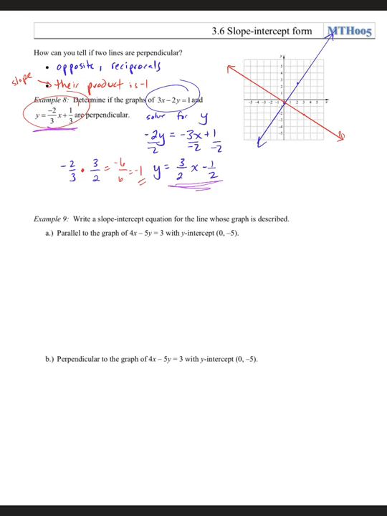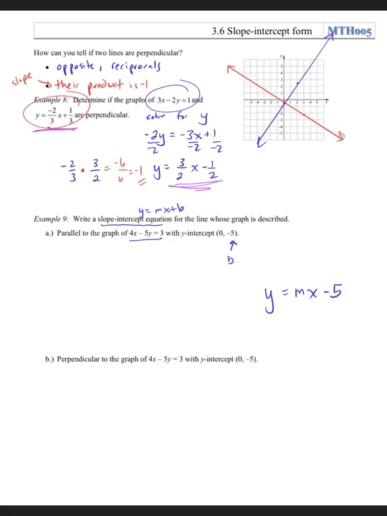Okay, a couple last examples here. Write a slope-intercept equation, so right away we know our answer has to be in the form y equals mx plus b, for the line whose graph is described. It has to be parallel to this, but with this y-intercept. So we know that this is going to be our b, because it's telling us that's the y-intercept we're looking at. So if we have y equals mx plus b, we want b to be a negative 5.